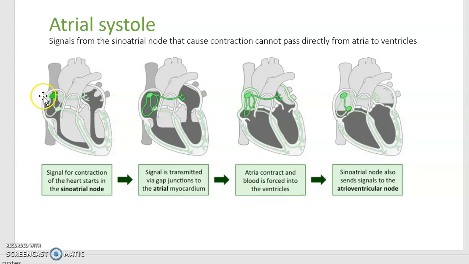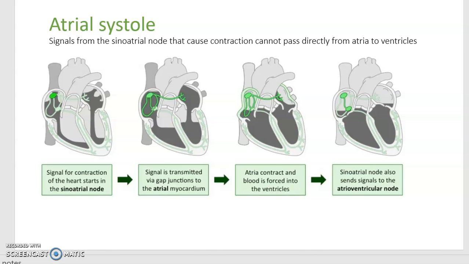But I want to draw your attention to this patch of tissue up in the right atrium. This is the pacemaker, and the pacemaker is leaky to ions. And because it's leaky to ions, it suddenly becomes electrically excited. And when it becomes electrically excited, that signal is then transmitted across the atria, the left and the right atria, more or less as one whole.